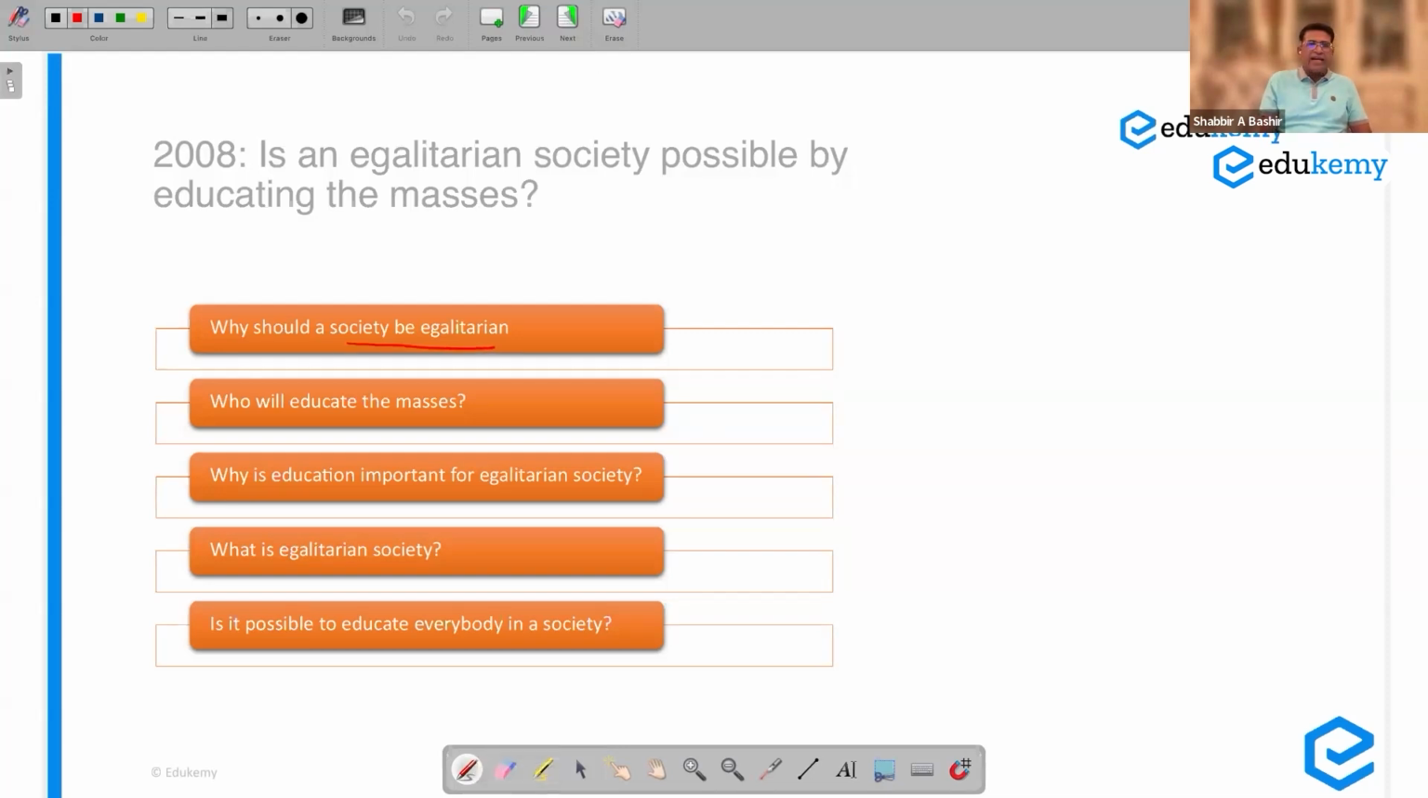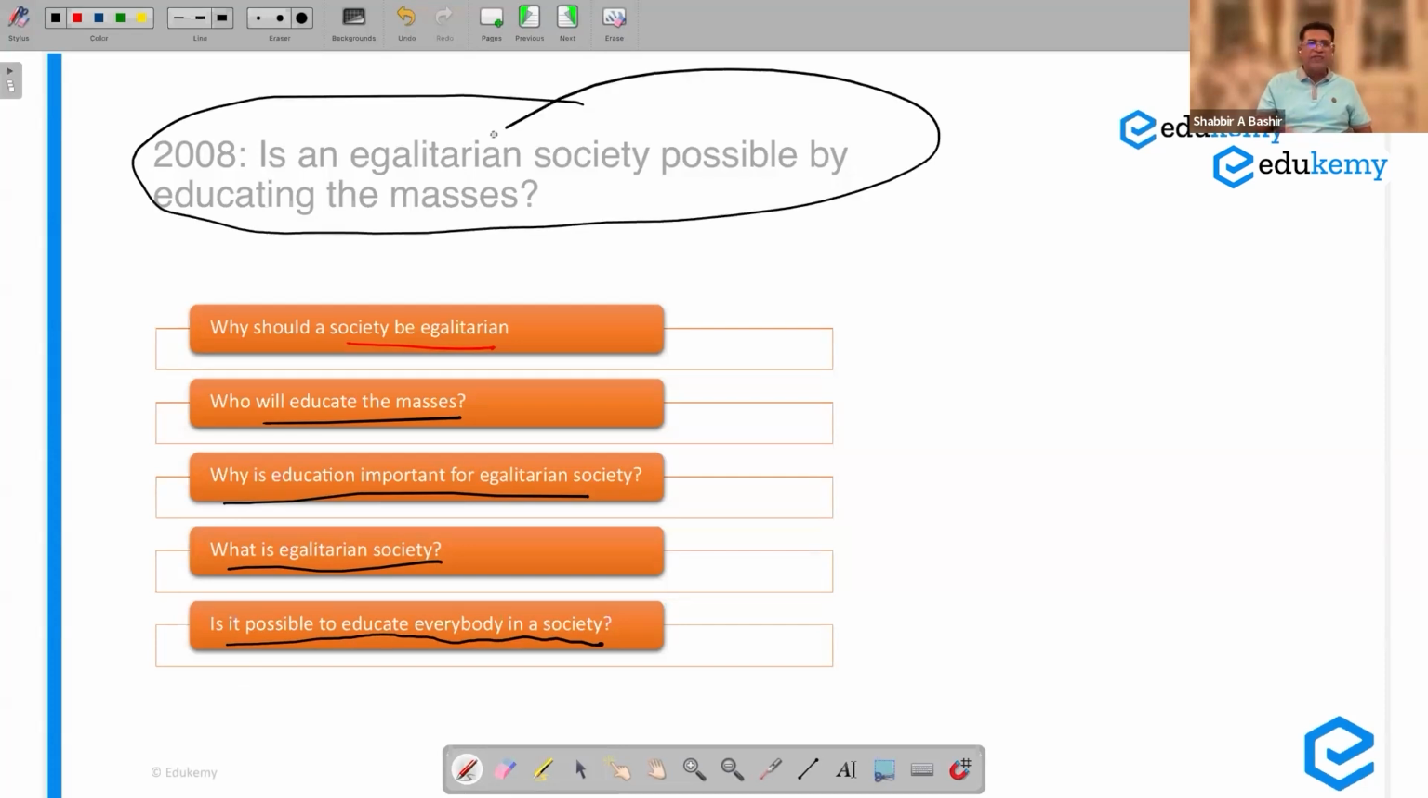Why should a society be egalitarian? Who will educate the masses? Why is education important for egalitarian society? What is an egalitarian society? Is it possible to educate everybody in society? So I have taken the topic here and I've generated questions around this topic.